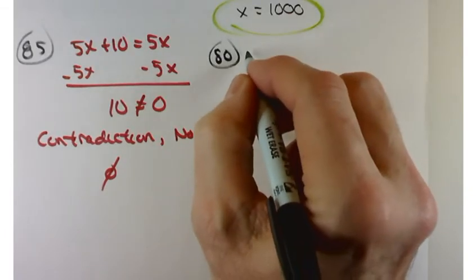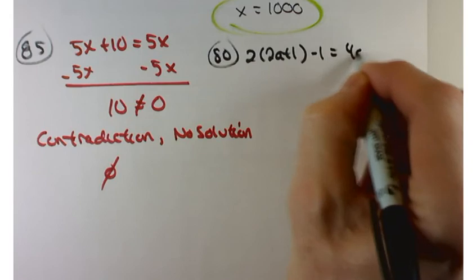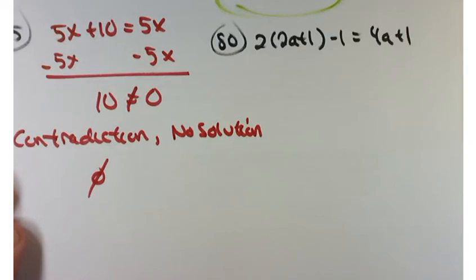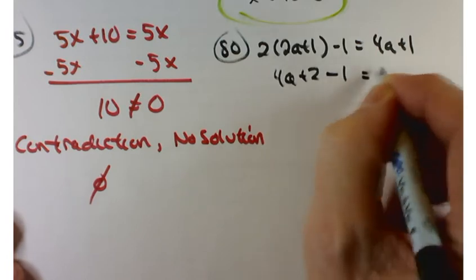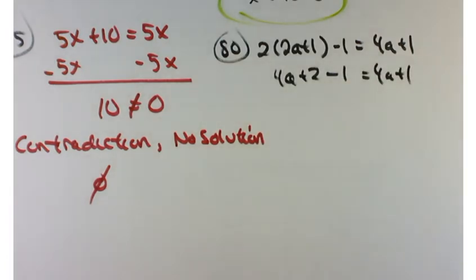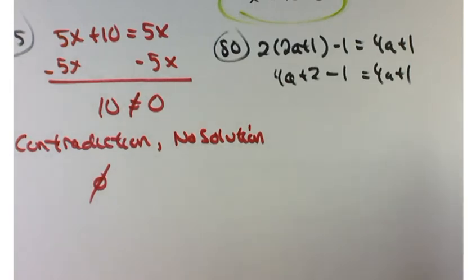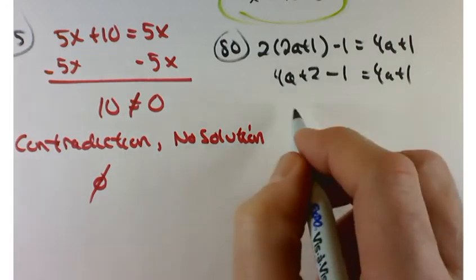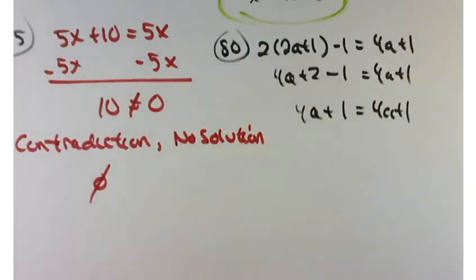Now on the flip side of things, problem number 80. 2 times (2a plus 1) minus 1 equals 4a plus 1. Let's work on that one. A natural thing to do would be to distribute. What makes sense to do after we distribute? Yeah, combine like terms. So, Shannon, when I combine like terms, what do I get, please? 4a plus 1? Okay, good. Boy, the left-hand side and the right-hand side look kind of similar, don't they? What's that? It's all solutions. Yeah, all real numbers are solutions here.